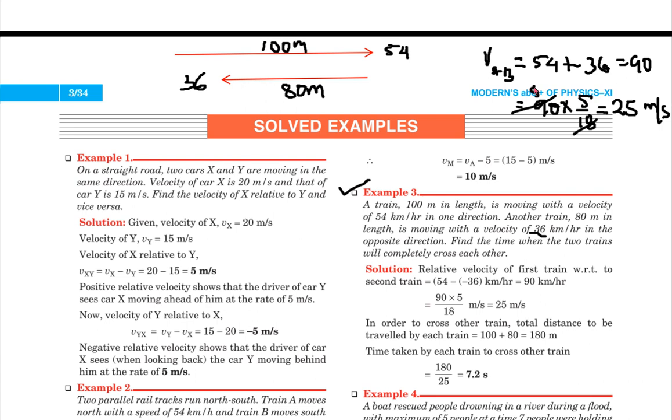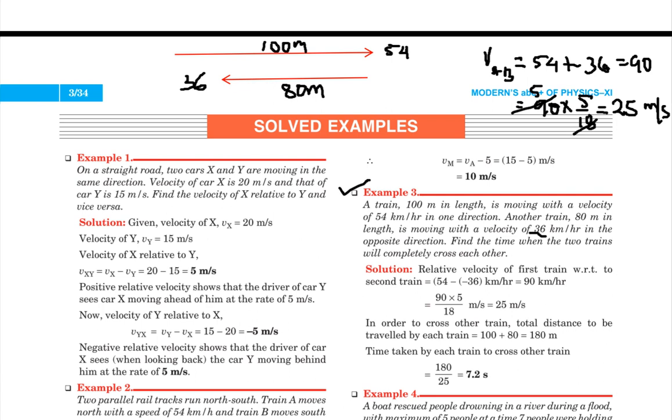The velocity is 25 meter per second. The real question is to find the time when the two trains will completely cross each other.